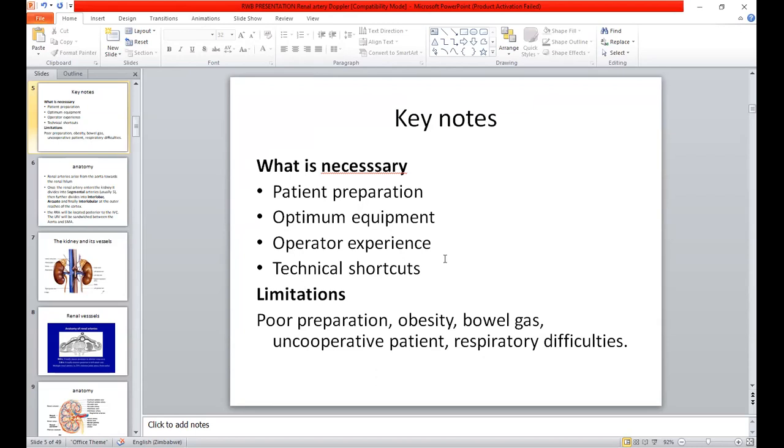physicians. However, it has its own limitations. For example, if there's poor preparation, I usually recommend doing renal Dopplers in the morning before there's too much bowel gas, because bowel gas usually accumulates in the afternoon and as the day goes by. So it's very useful to book our patients early in the morning and do the Dopplers. It was also a bit problematic in obese patients and also in uncooperative patients.